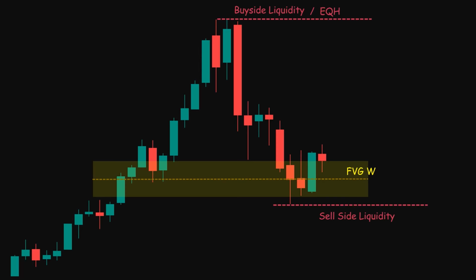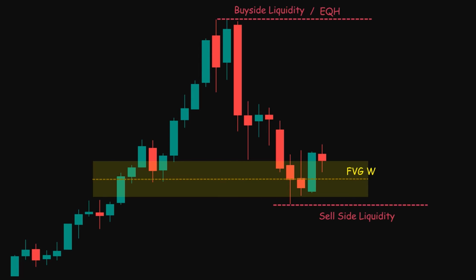The daily timeframe helps us add more detail to the story. Again, the goal here is simple. We're looking for confirmation that price actually wants to move higher toward those equal highs. The first thing I want to identify on the daily chart is where price is currently trading within the dealing range. This dealing range runs from the swing low all the way up to the equal highs above.